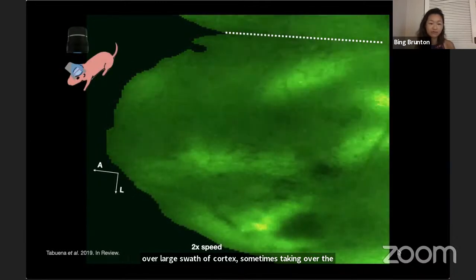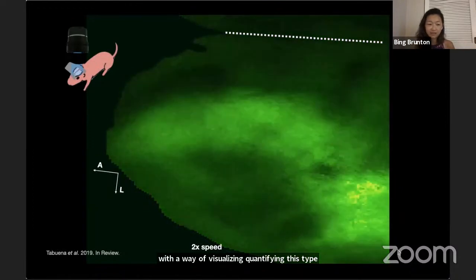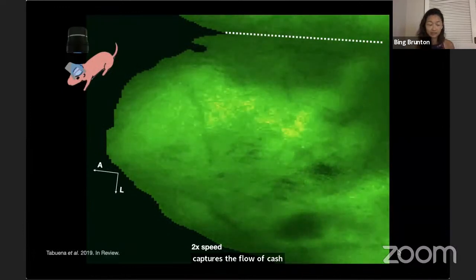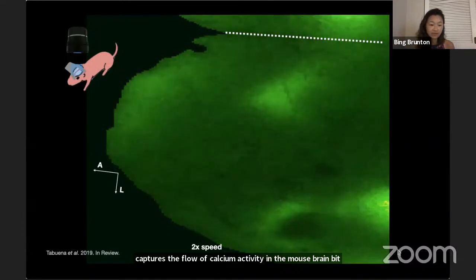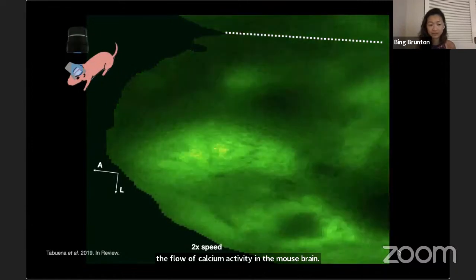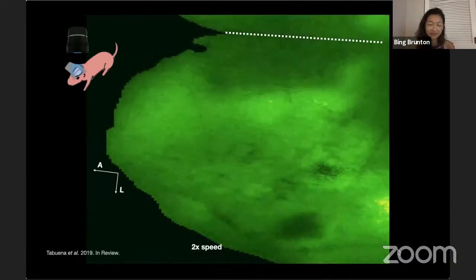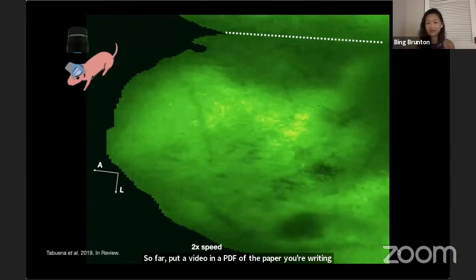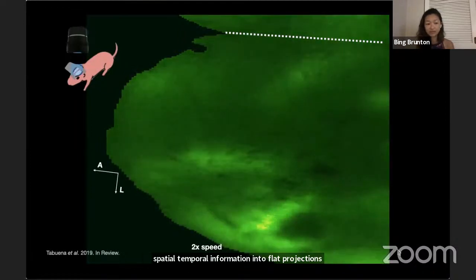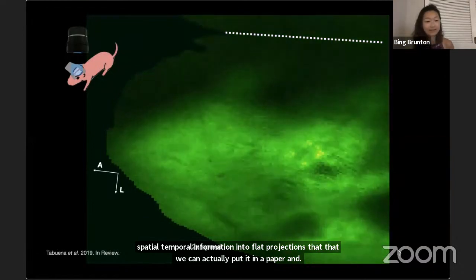So what we wanted to do was come up with a way of visualizing and quantifying this type of movie information in a way that captures the flow of calcium activity in the mouse brain, because it's really hard to capture it without watching these videos. And as much as I love watching videos, you can't so far put a video in a PDF of a paper you're writing. So we are still dependent on ways of summarizing spatial temporal information into flat projections so that we can actually put it in a paper and also summarize it across many, many examples.